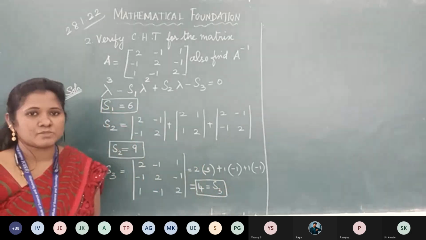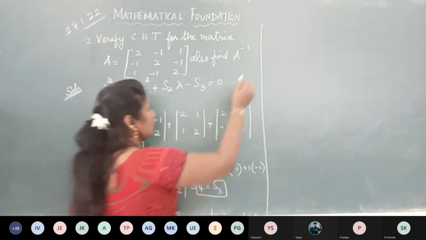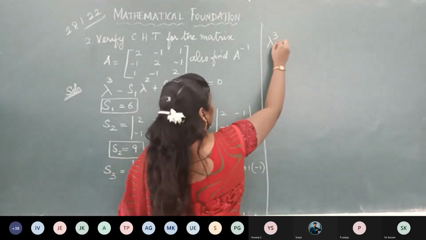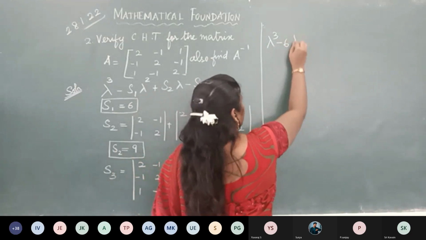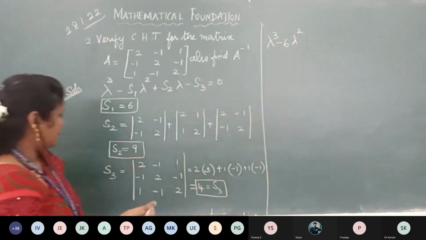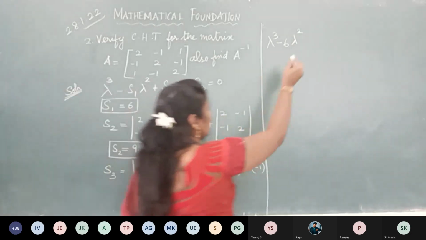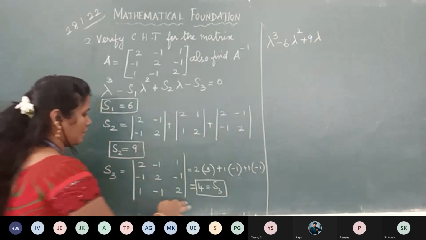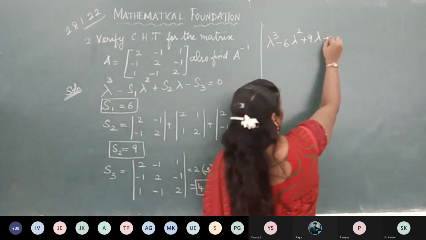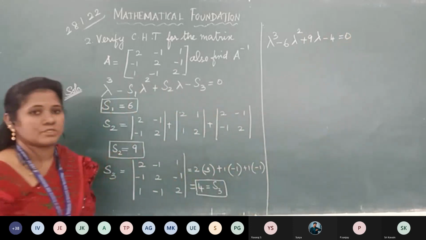Now you substitute your S1, S2, S3 in this equation. So it will become lambda cube minus 6 lambda square plus 9 lambda minus S3, so minus 4 equal to 0. So this is your characteristic equation.